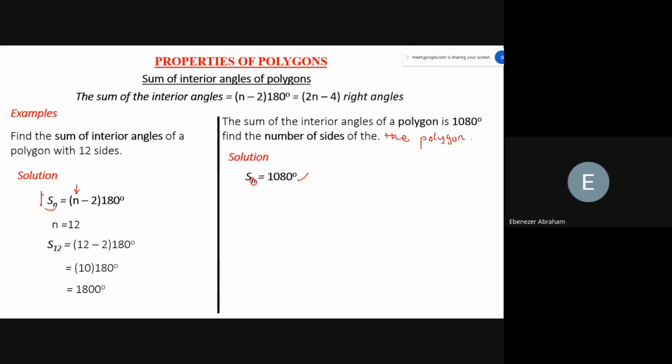So substitute that in the formula, to obtain 1,080 degrees equals n minus 2, multiplying 180 degrees. The next step is to divide through by 180 degrees. And then after you reduce it, you are going to get 6 on the left. So you end up getting n equals 8.